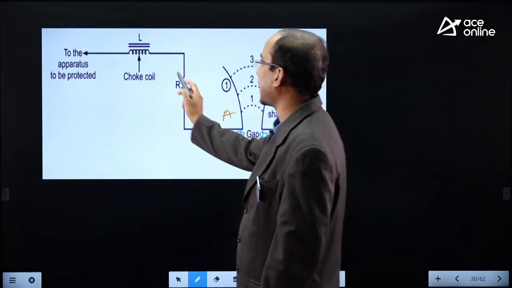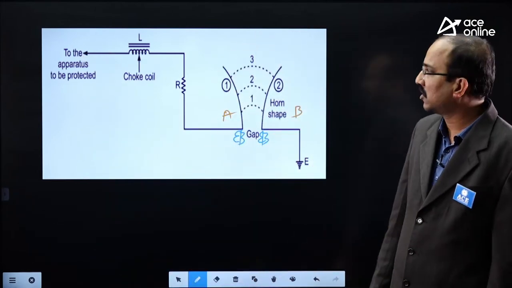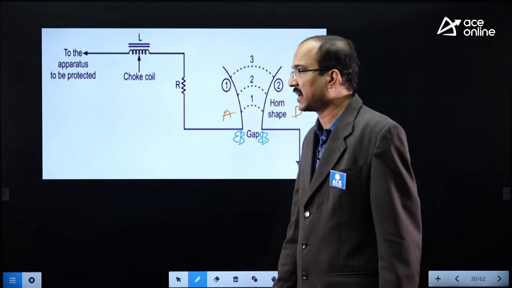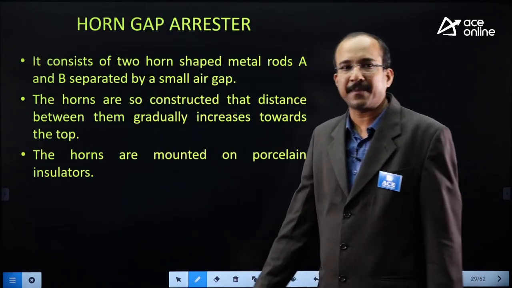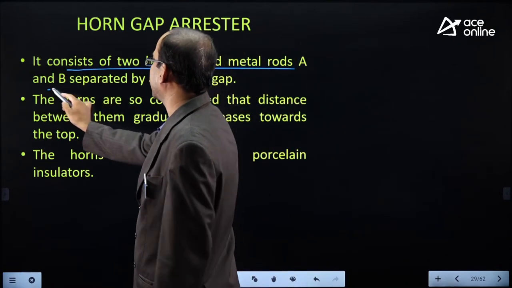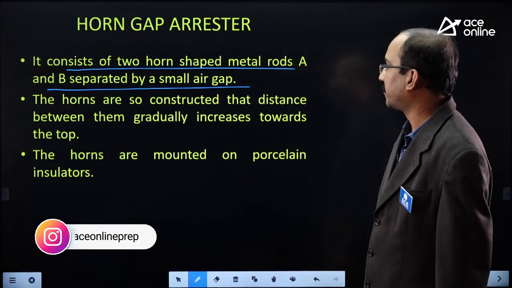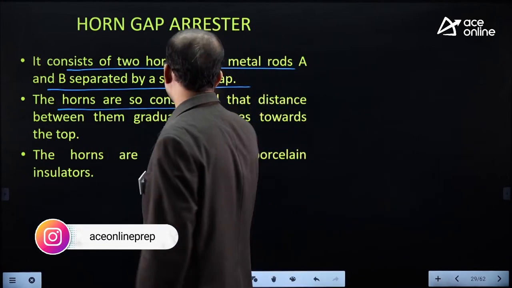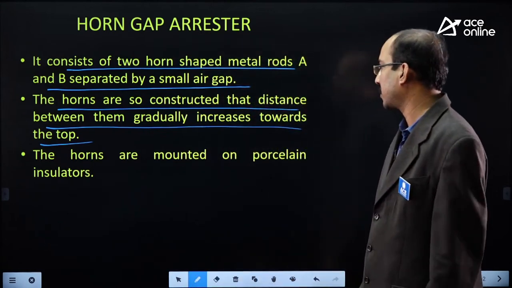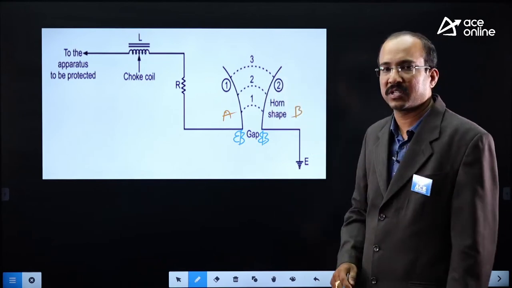One horn is connected to the apparatus that is to be protected, and the other is connected to ground. This horn is in series with a choke coil and resistance. The construction consists of two horn-shaped metal rods, A and B, separated by a small air gap. The horns are so constructed that the distance between them gradually increases towards the top.